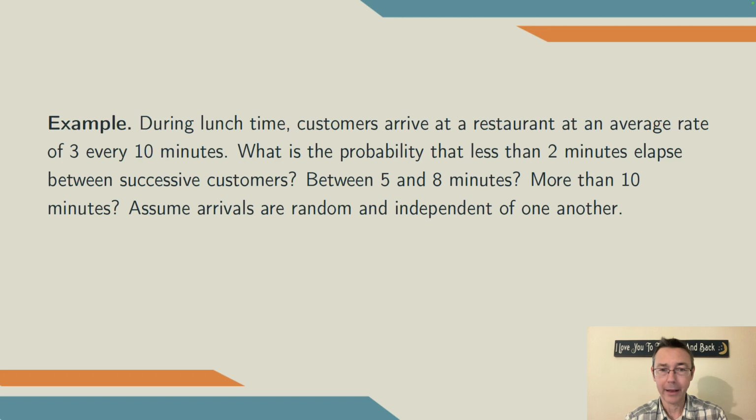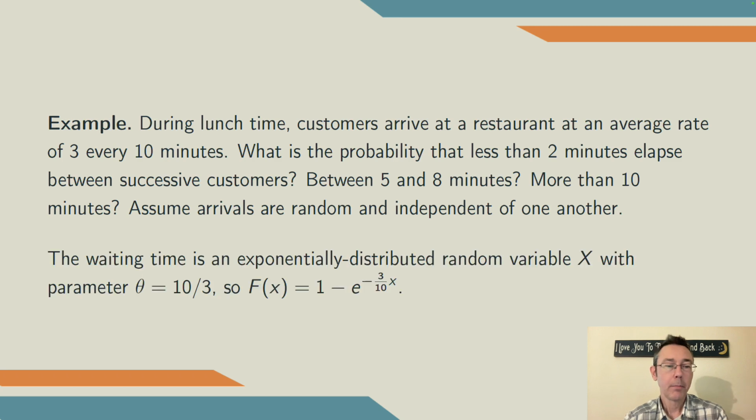So, of course, we're in an exponential distribution here. We're modeling waiting time between occurrences in a Poisson process. The parameter is going to be theta equals 10/3, the rate at which these are occurring. And so the CDF of this random variable is going to be 1 minus e to the negative 3/10 x. And we're going to use that to compute all three of our probabilities here.